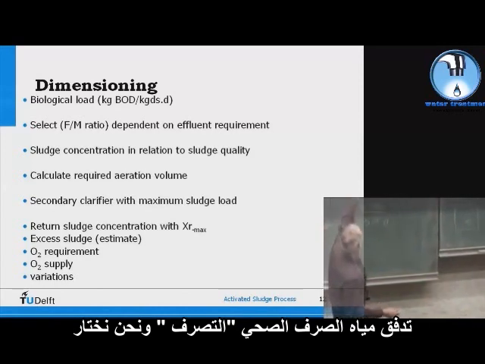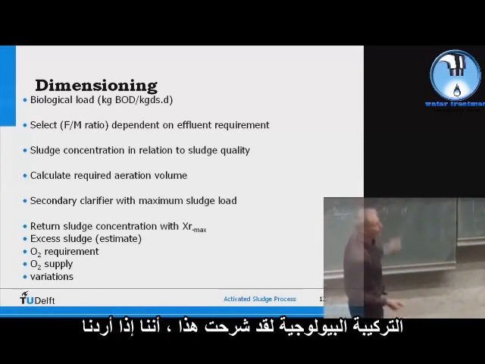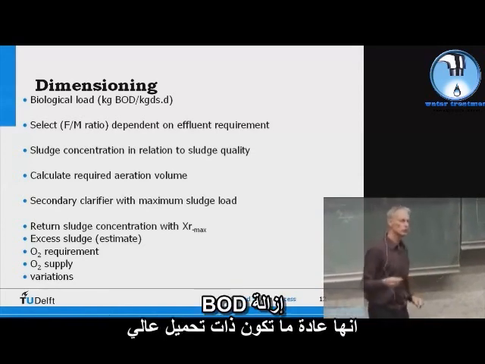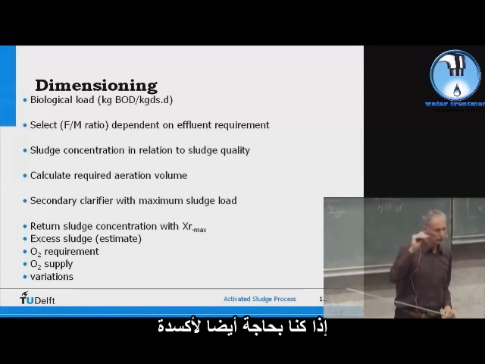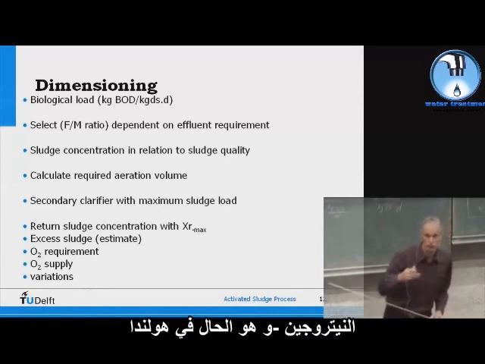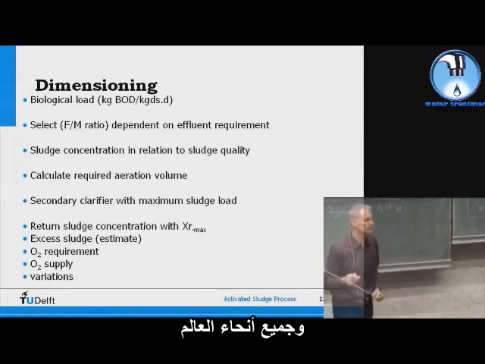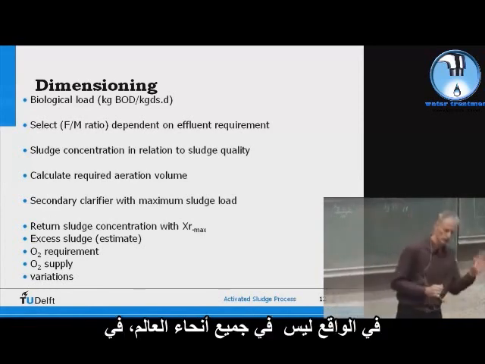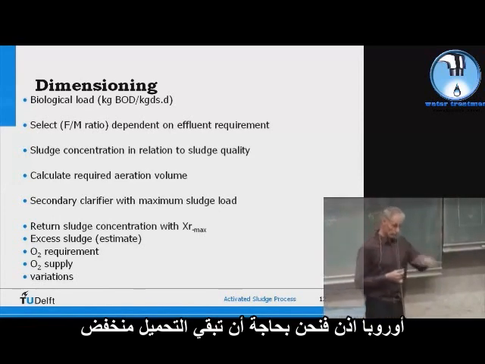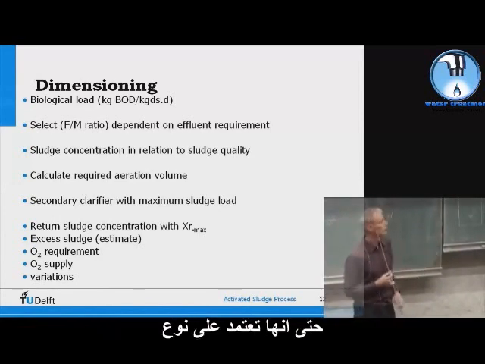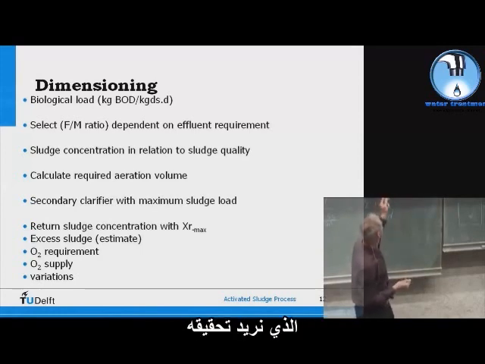Okay, so we select a biological load. I explained that if we want to have BOD removal, it's usually higher loaded. If we also need to oxidize nitrogen, which is the case in the Netherlands and in Europe, then we need to keep lower loadings. So it's dependent on the type of treatment we want to achieve.